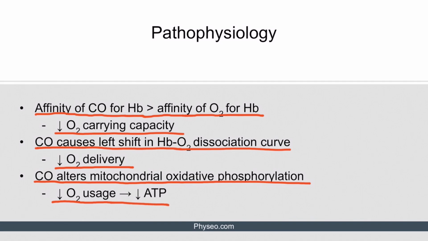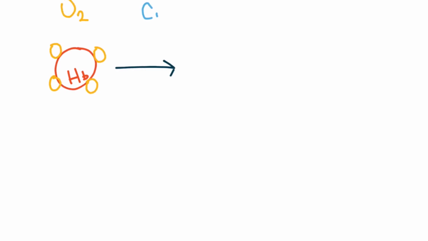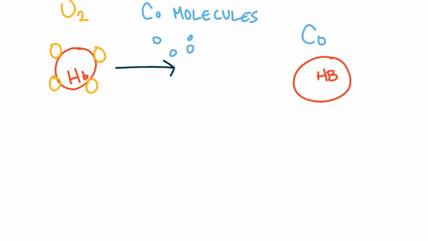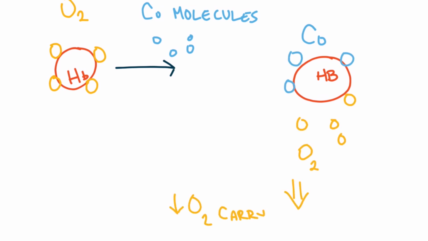And we'll use the next 3 slides to illustrate these important principles. Here we'll illustrate how carbon monoxide results in decreased oxygen carrying capacity. Typically, hemoglobin has 4 binding sites that can be occupied by oxygen molecules. When carbon monoxide molecules are present, they bind with a much greater affinity to hemoglobin, and thus displace many of the oxygen molecules.